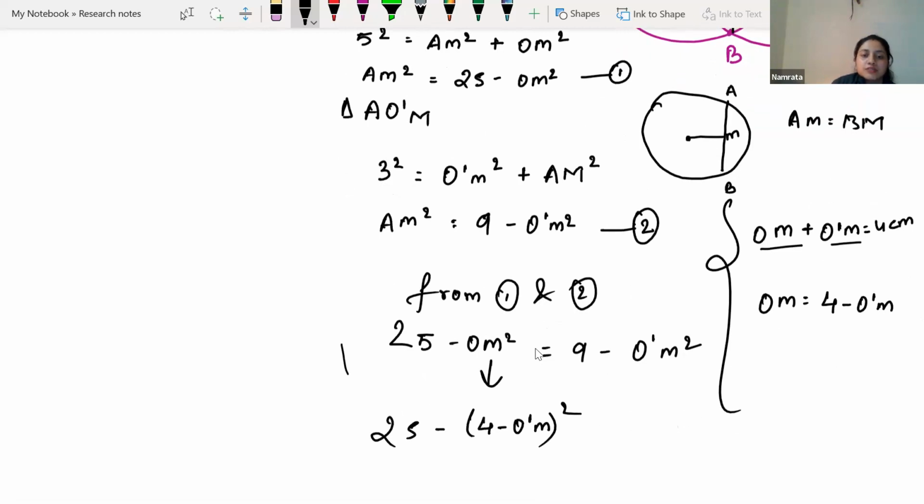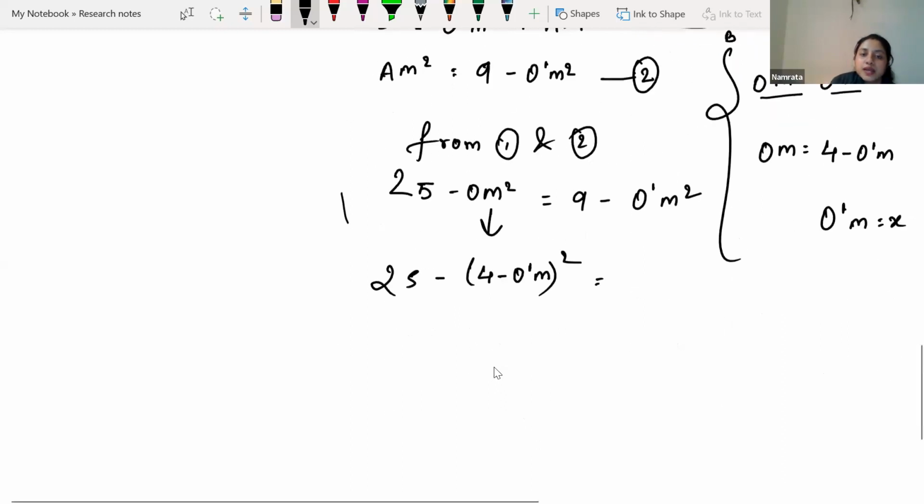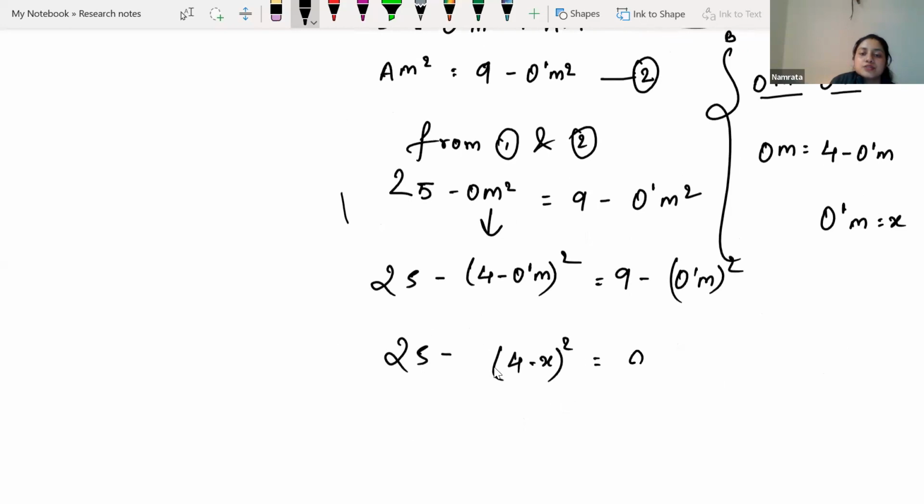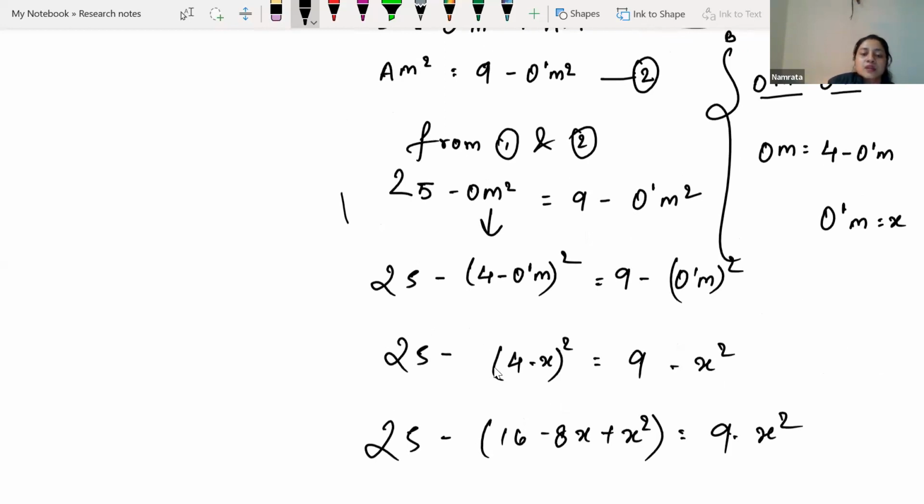Here we are having 25. If O dash M, we can say it is X, so at the place of O dash M, I am going to write X in the next step. So I can say this is 25 minus 4 minus X whole square is equals to 9 minus X whole square. Once we expand it, we will get a quadratic equation. Let's see that. So 25 minus A square minus 2AB plus B square is equals to 9 minus X square.